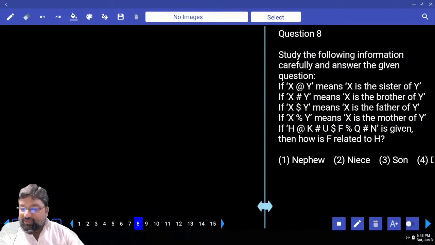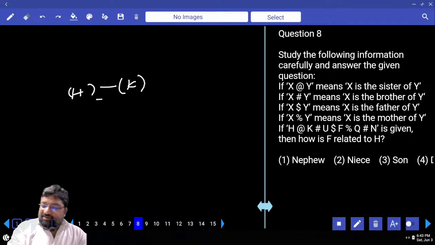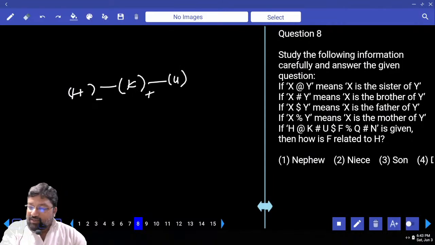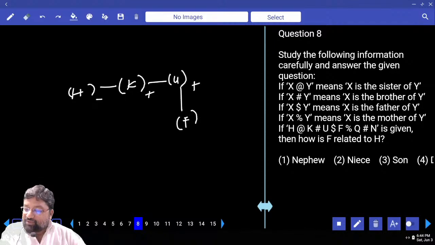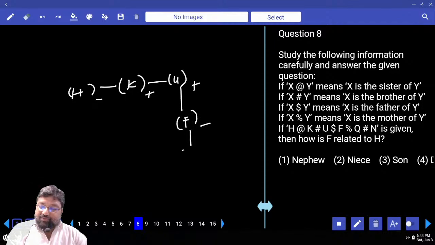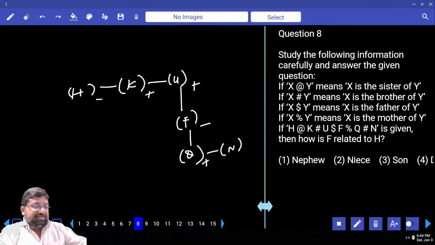Now H at the rate K. H is the sister of K. K hash. K is the brother of U. U dollar. U is the father of F. F percentile Q. F is the mother of Q. Q hash. Q is the brother of N. How is F related to H? Niece.